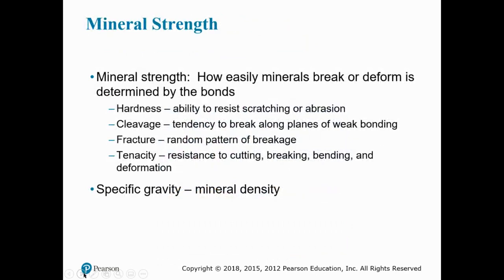Then we can look at mineral strength. How easily they break or deform is determined by the bonds that are holding those different atoms together. Hardness is a measure of the mineral's ability to resist scratching or abrasion, and this is determined by what we refer to as the Mohs scale, M-O-H-S. This is a scale that runs from 1 to 10, 1 being the softest and 10 being the hardest. It is a relative ranking.